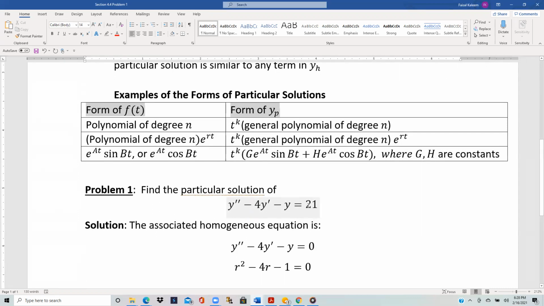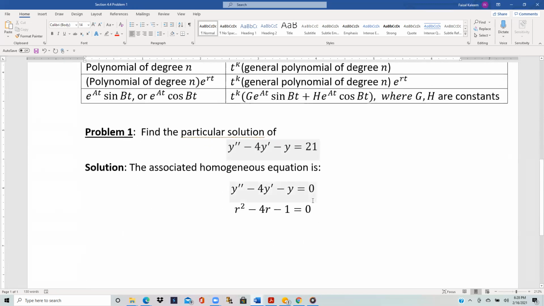So in most cases, the particular solution will just be a constant because that's what this f of t is. But if the general solution also contains a constant, then we may need to multiply the particular solution by a power of t. So that's why we are finding the general solution of the homogeneous equation. By general solution, I meant the solution of the homogeneous equation. So let's see what this will be.